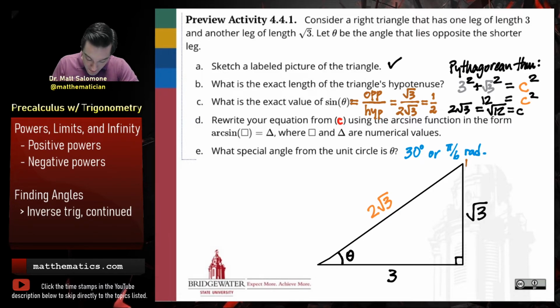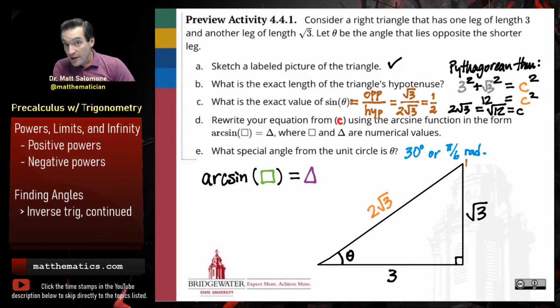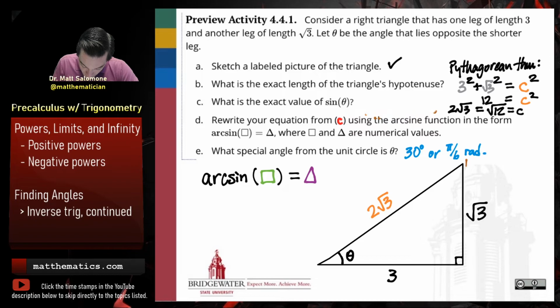fortunately, we've been given a little bit of a hint here to remind us how the inverse trigonometric functions work. Arcsine of blank equals blank, and in place of the argument here, we're just going to put this little square symbol. And in place of the other side of the equation, we're going to put a little triangle symbol. So we want to fill in the square and the triangle in a way that conveys the same information as sine of theta equals 1/2. So that's the equation from part C that this question is talking about, right? To what equation that looks like this is this equation equivalent?